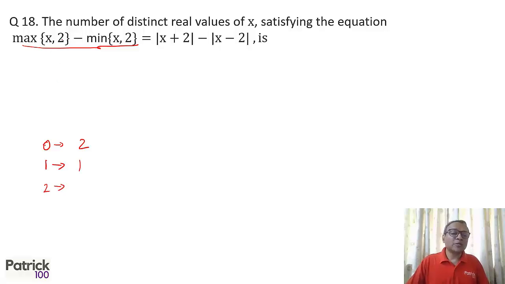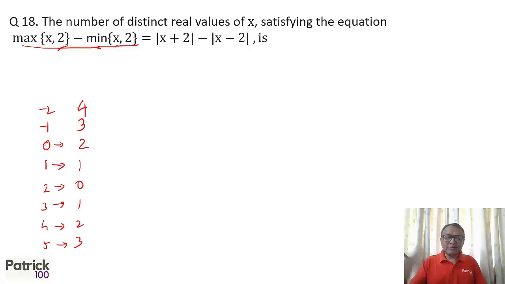If I take 2, maximum of 2 and 2 is 2 itself, and minimum is 2, so you get 0. For 3, maximum of 3 and 2 is 3, minimum is 2, so 1. For 4, maximum is 4 and minimum is 2, so 2. Just realize that it's increasing. The graph is going down to 0 and then going up. Let me take negative values. If I take minus 1, maximum becomes 2, minimum becomes minus 1, so this becomes 3. For minus 2, maximum becomes 2, minimum becomes minus 2, so this becomes 4.